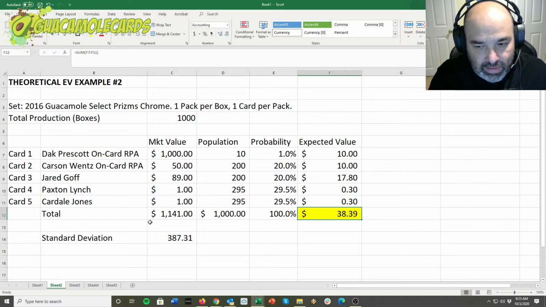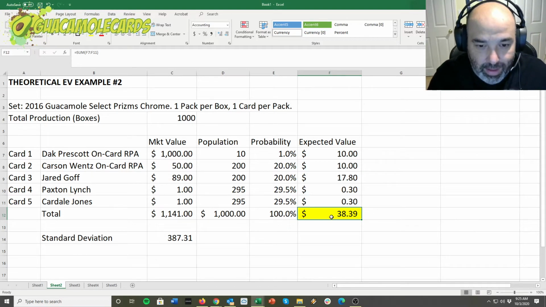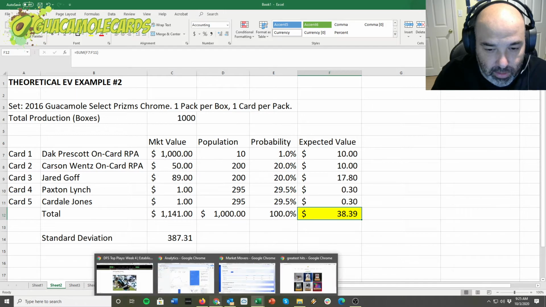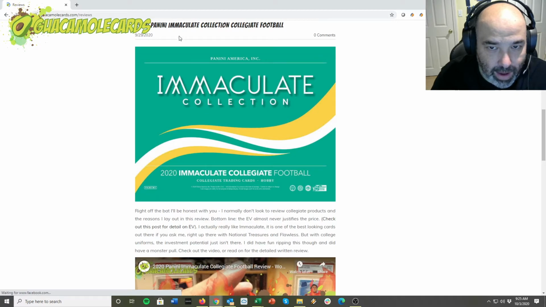So we make that assumption. However, there are instances where we are able to get a more accurate calculation of expected value, and we can compare that to the sales price of a box and decide if that box is worth purchasing, if the price of the box is at least equal or less than the expected value of the box. If the market price is higher than the expected value, you need to take caution when buying that box. And this really came into play, I'll show you here, this really came into play when I opened up Immaculate College Football.